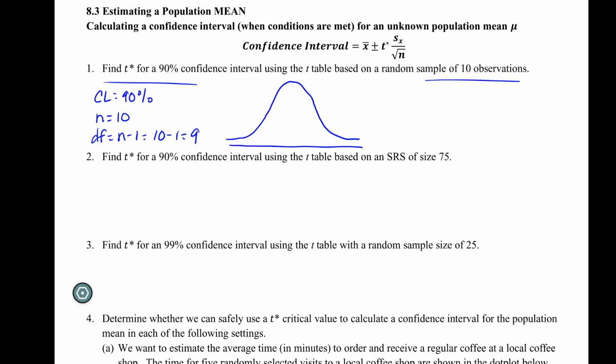Now, what we could do is try and think about how we found Z-star when we were using confidence intervals before. And remember what we did was we drew out our normal curve. Remember, this is approximately normal. It's not quite normal. It's got a little bit more variation.